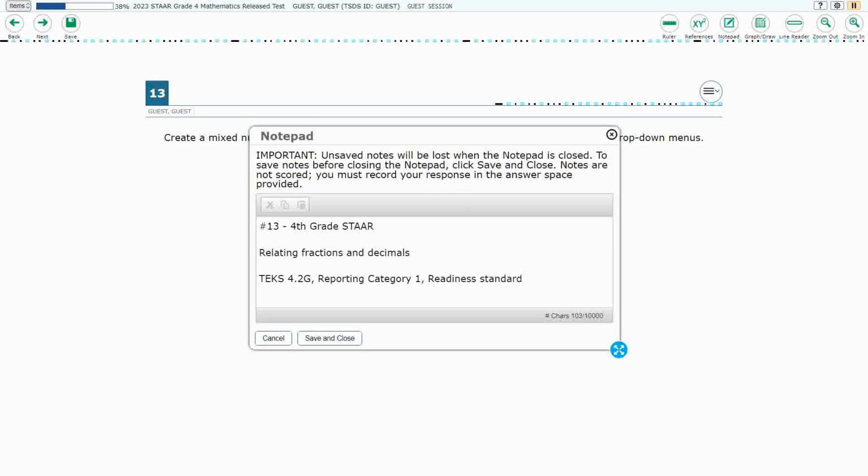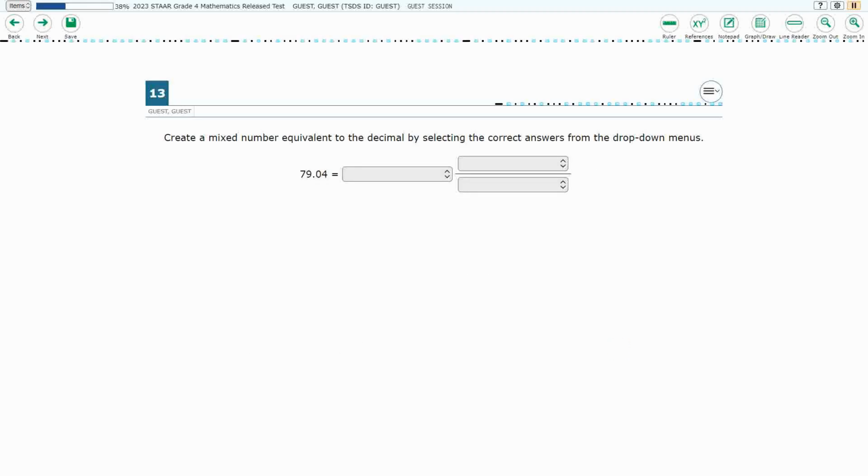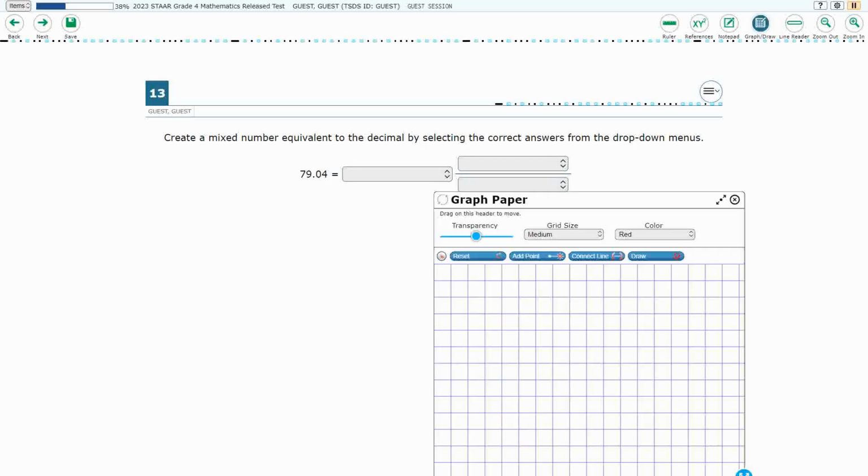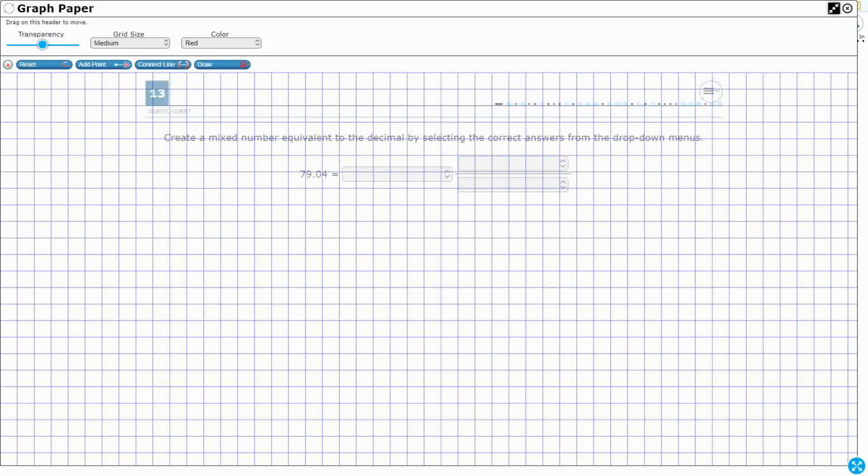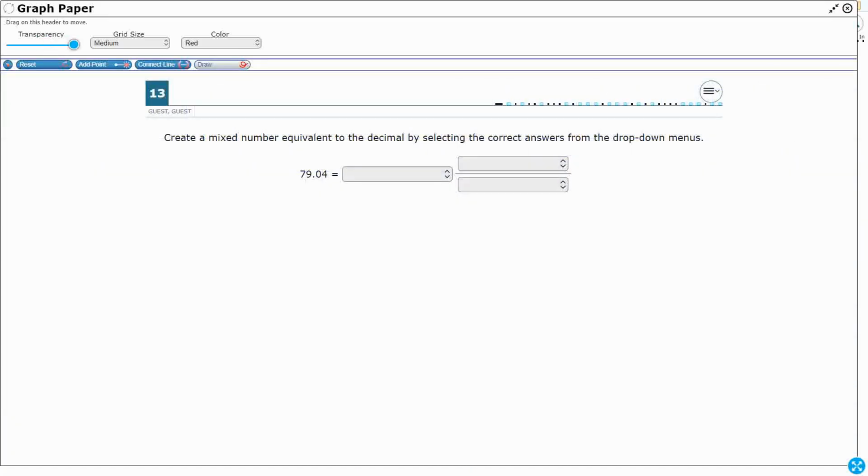For number 13, we are relating fractions and decimals. This is standard 4.2G, a readiness standard in reporting category 1. So we need to create a mixed number equivalent to this decimal, all right, from our drop-down menus. So take a look. We've got options in our numerator, we have options in our denominator. Well, let's see what we know about this. Okay, so our decimal point is going to be our dividing line right there.